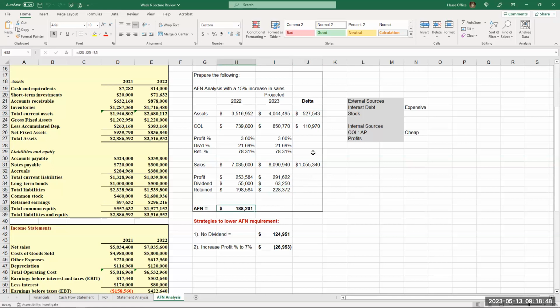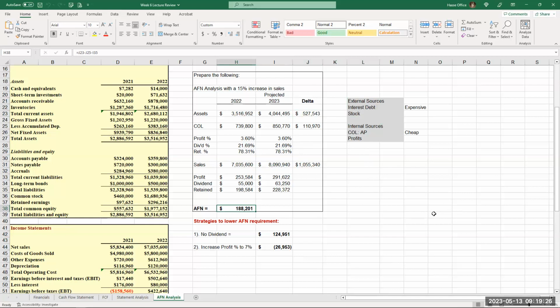The difference between the change in assets minus the change in operating liabilities minus the increased retained earnings of the year. The balance is $188,201, meaning the company now has to go to external sources to find the additional capital requirements to fund the increase in sales. So that means $188,201 of additional bond borrowing from a bank, issuing additional stock, finding a partner.